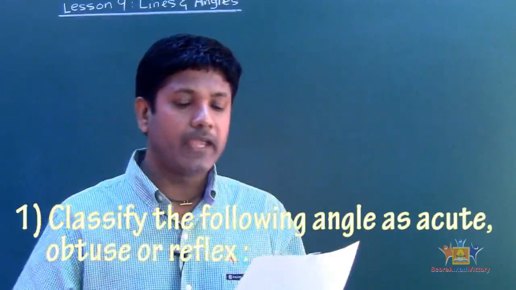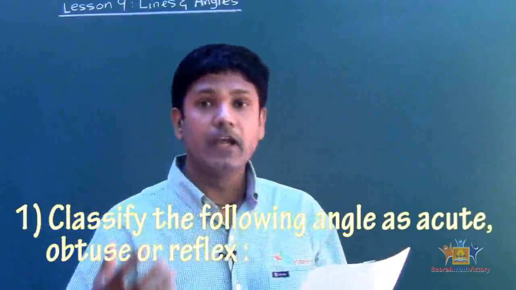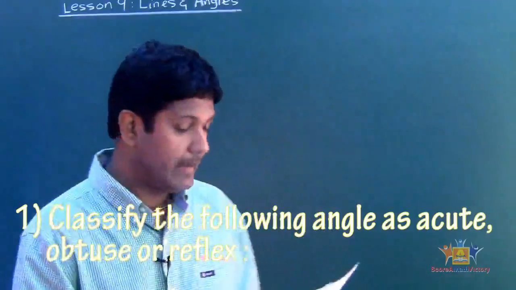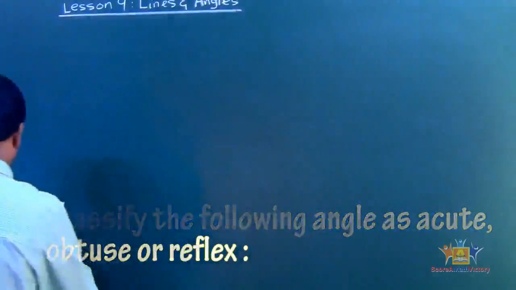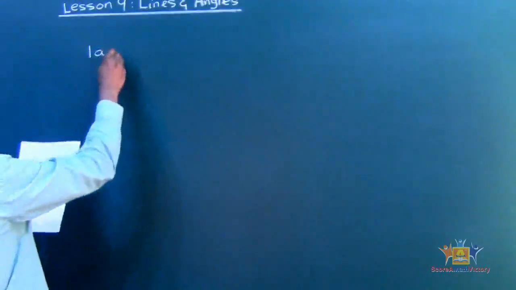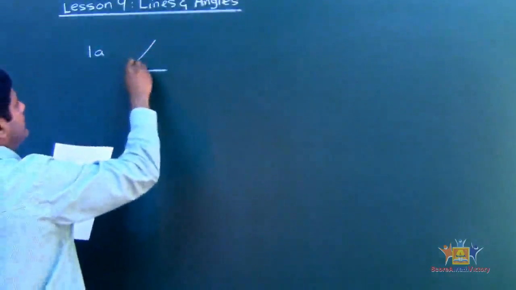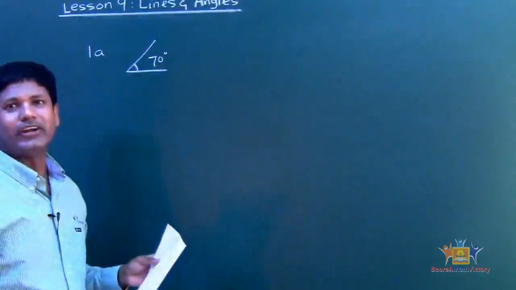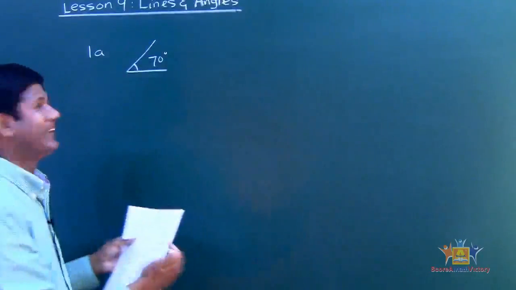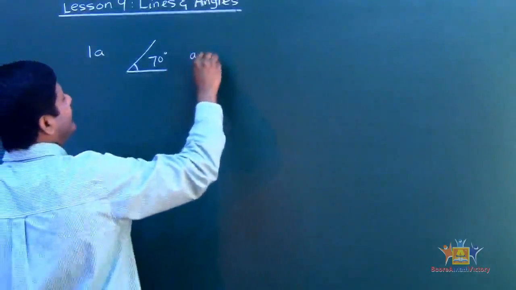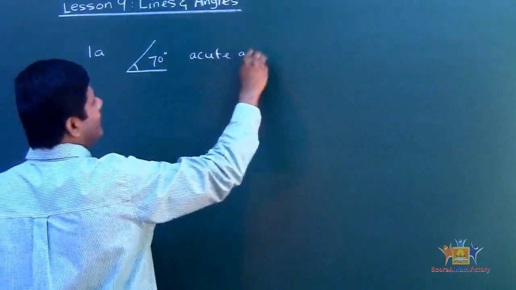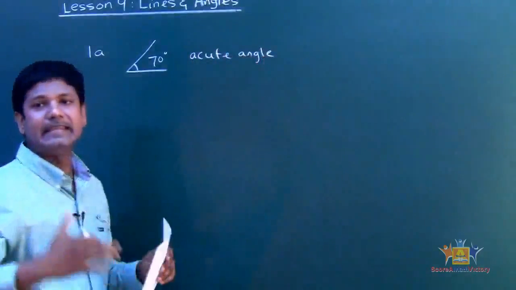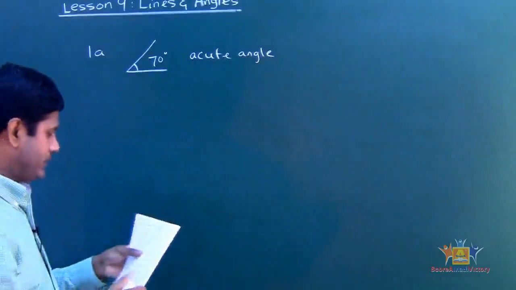So let's do the first one. Classify the following angle as acute, obtuse, or reflex, okay? So let's draw the first one, 1A. Now what kind of angle is that? 70 degrees. Good. It's acute, isn't it? Acute angle. Okay, that's an acute angle, because it's less than 90 degrees. Okay? Alright, let's look at B.